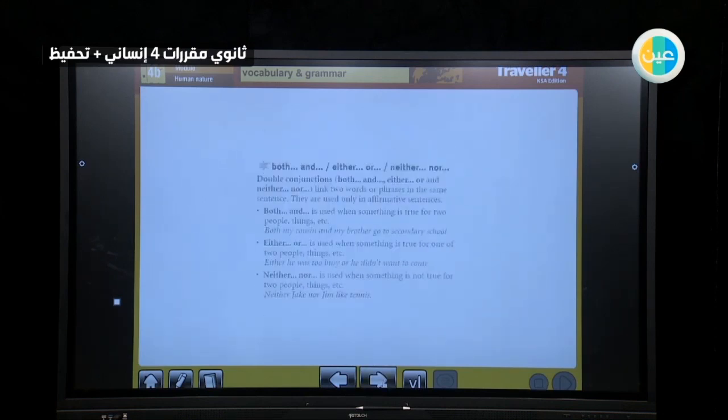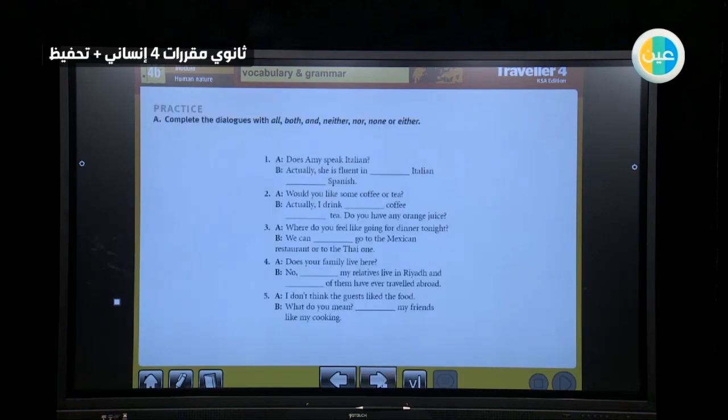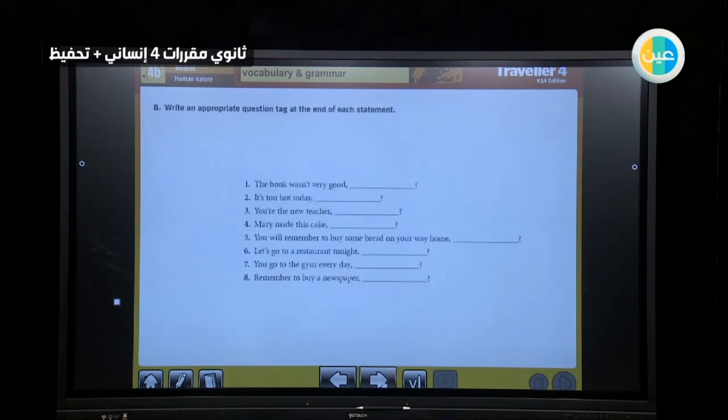Let's do the exercise for this. Write an appropriate question tag at the end of each statement. The book wasn't very good. Look here, we have wasn't. It is negative, so I have to write it here in positive: was it? It is too hot today. This is positive, so I have to write it here in negative: isn't it?